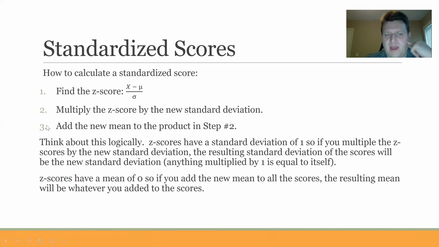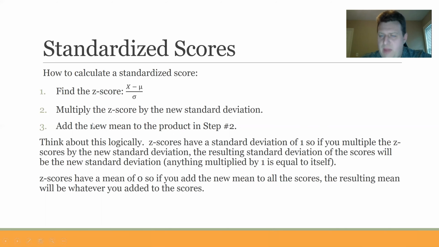We're going to multiply that Z-score that we've calculated by whatever the new standard deviation is. If we want to convert things to an IQ score, the standard deviation of IQ is 15, so we multiply the Z-score by 15. If we're looking at a T-score, the standard deviation is 10, so we're going to use 10. If we use some standardized score that has a new standard deviation of 6, we use 6. All right.